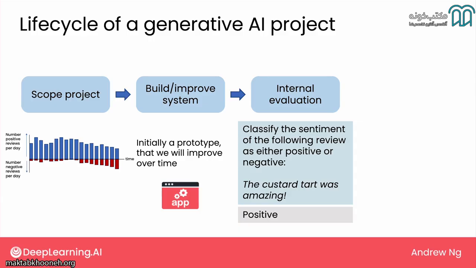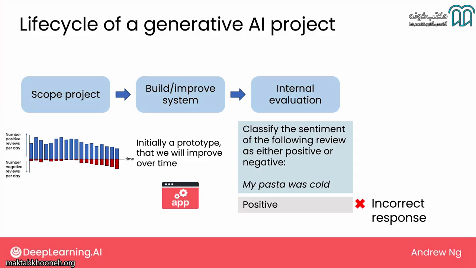And sometimes the internal evaluation will turn up some examples where it doesn't give the right result. In this case, with my pasta with code, it outputs this as a positive sentiment. And sometimes cold pasta is delicious, but this sounds like a negative sentiment to me. And based on problems that we discover internally, we'll then go back to continue to improve the system. As you saw last week, writing prompts is a highly iterative process where you have to try something, see if it works, and then improve it. And building a generative AI software application also tends to be a very iterative process.